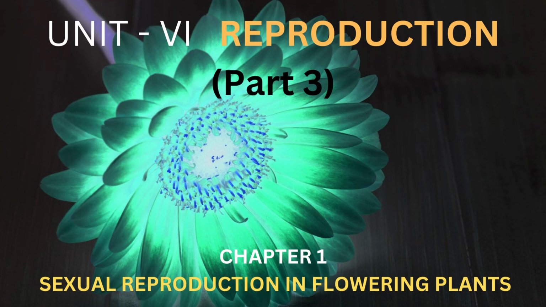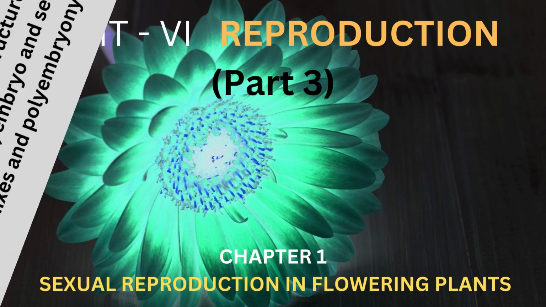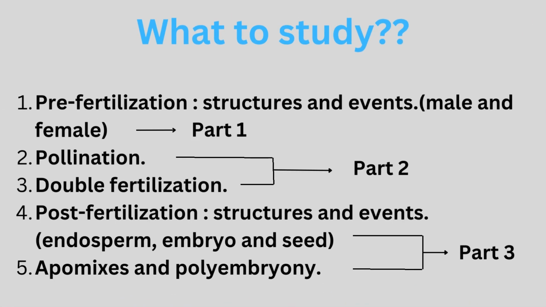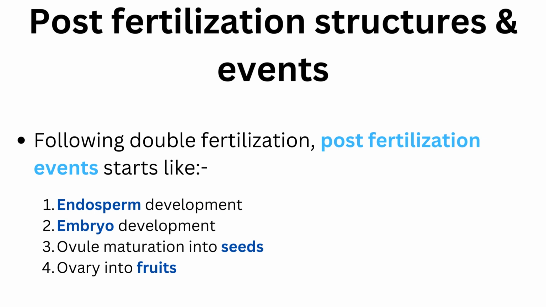Welcome to Knowledge Leads. As we are covering chapter 1, sexual reproduction in flowering plants, today we are covering the third part of it, which is post-fertilization structure and events. In this chapter, we have to cover endosperm development, embryo development, ovule maturation into seeds, ovary into fruits.